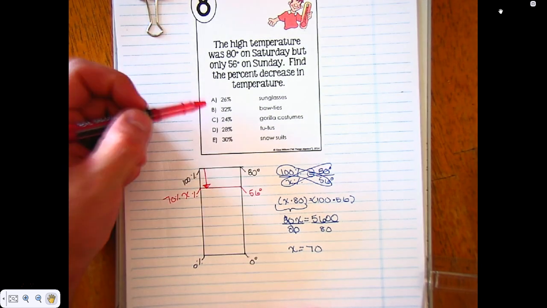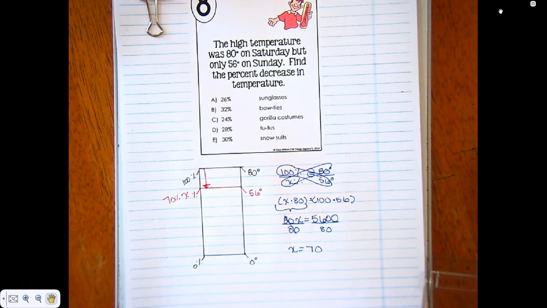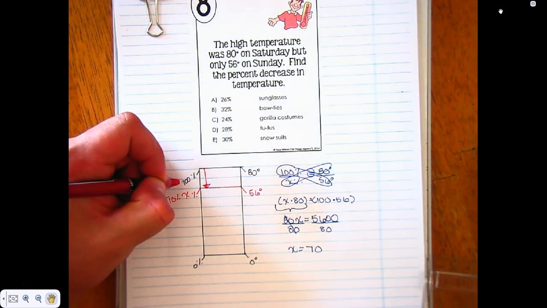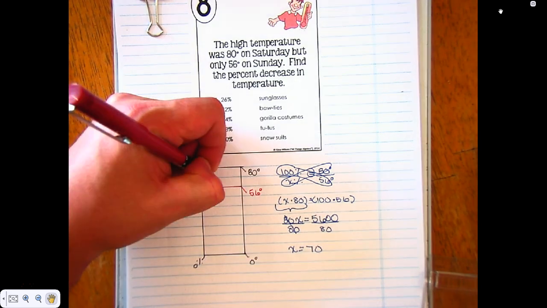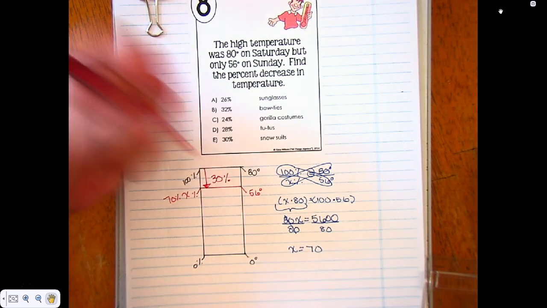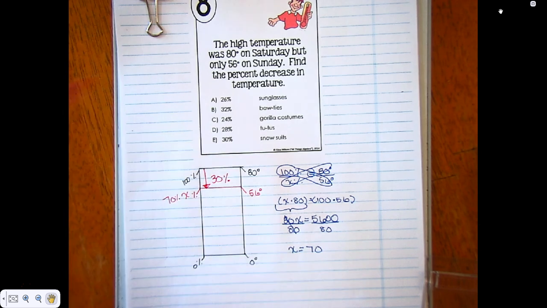But notice none of those are up here. That's because we're not measuring what's the new percent. We want to know what was the percent of change, in this case, the percent decrease. Well, to go from 100 to 70, you had to decrease, or go down, by 30%. And that would be choice E.